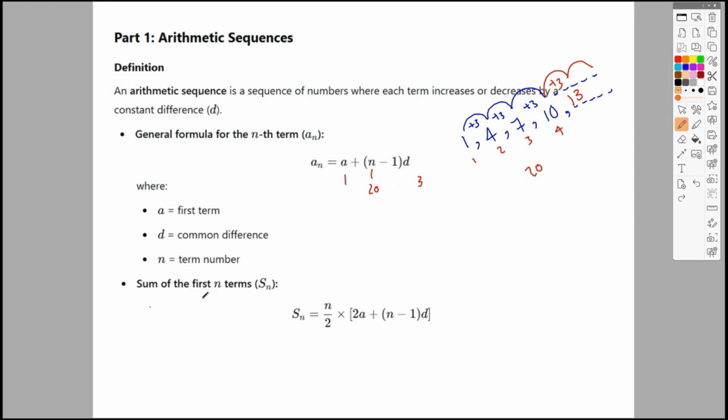And to find the sum of the first n terms, we can use this formula: Sn equals n over 2 times 2a plus n minus 1 times d. For any sequence, we can easily add the first 3 or 4 numbers, but if this extends to 10 terms, this is going to be difficult. So we also need to use a formula to make it easy. And I will explain all of this in the coming examples.